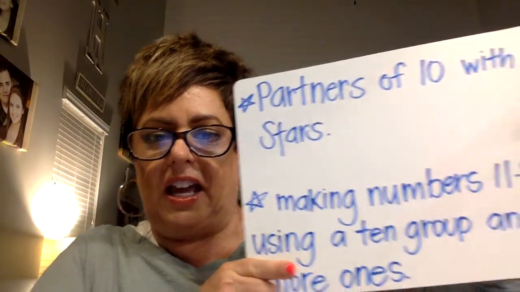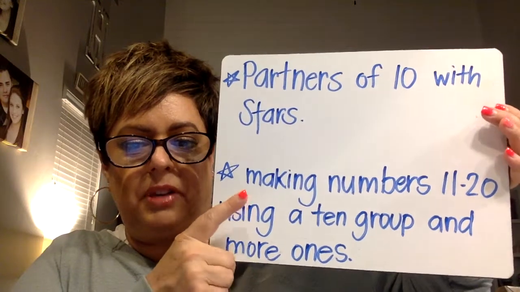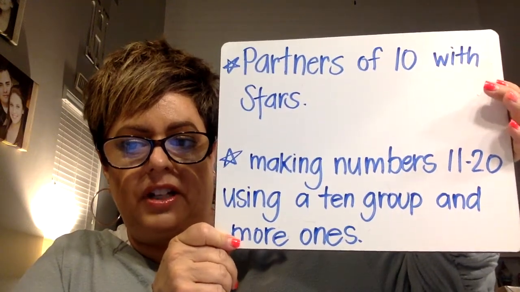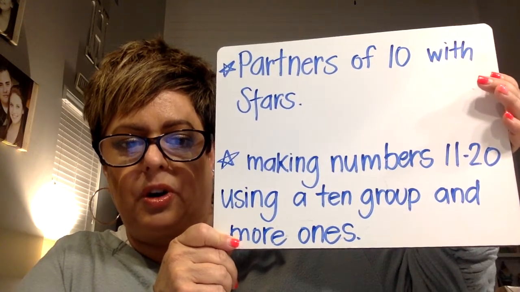Let's say them. Column, decade numbers or counting by tens, equation, and ones, and also tens. Okay, so we are going to look at partners of 10 with stars, and we're also going to be making numbers 11 through 20 using a 10 group and some more ones.